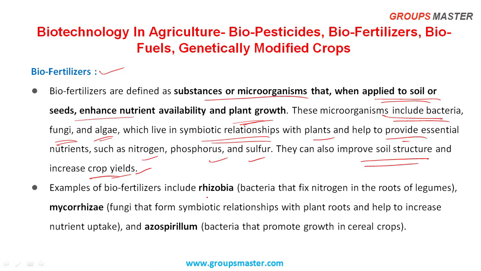Examples of biofertilizers include rhizobia. These bacteria can fix nitrogen in the roots of legumes. And next one is mycorrhizae, fungi that form symbiotic relationships with plant roots and help to increase nutrient uptake. Next example is azospirillum, bacteria that promote growth in cereal crops.